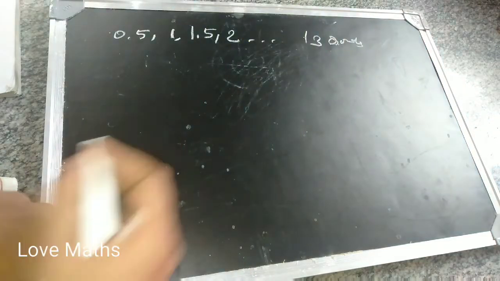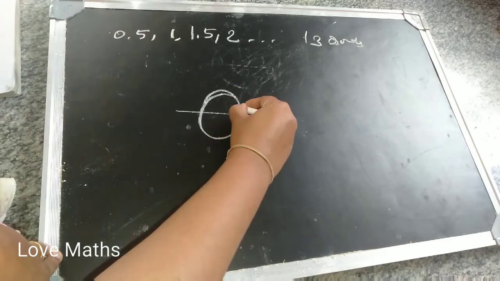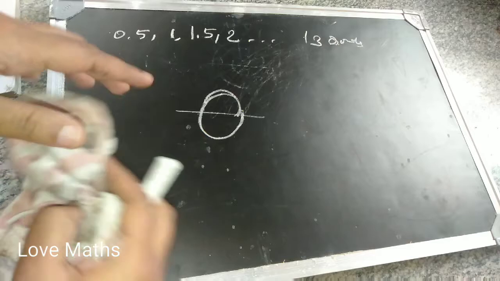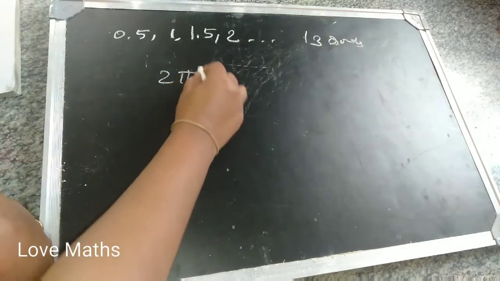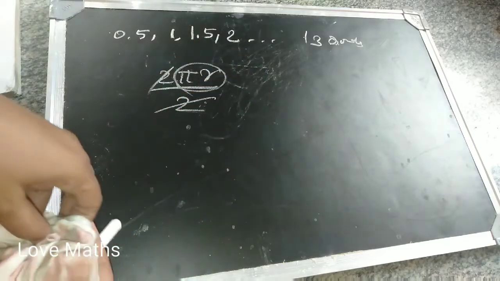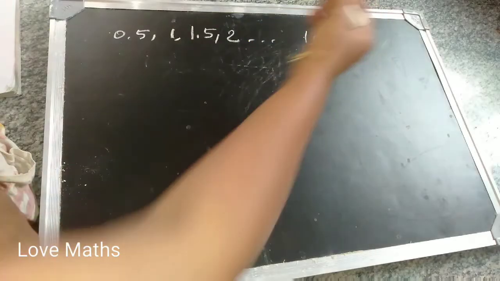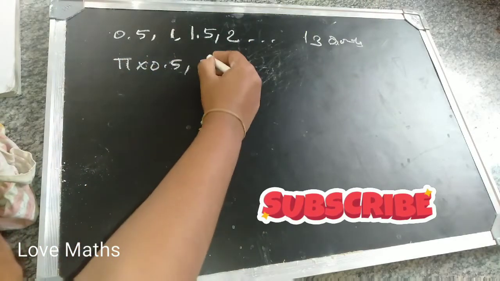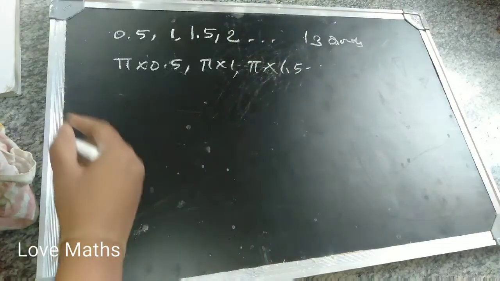But before that, if this is one circle, it has a circumference. The circle circumference formula is what? 2 pi r. Here a semicircle means half, so the 2 cancels, only pi r. The semicircle length is pi r. So you multiply pi value into each radius value. So pi into 0.5, pi into 1, pi into 1.5, like that it continues.